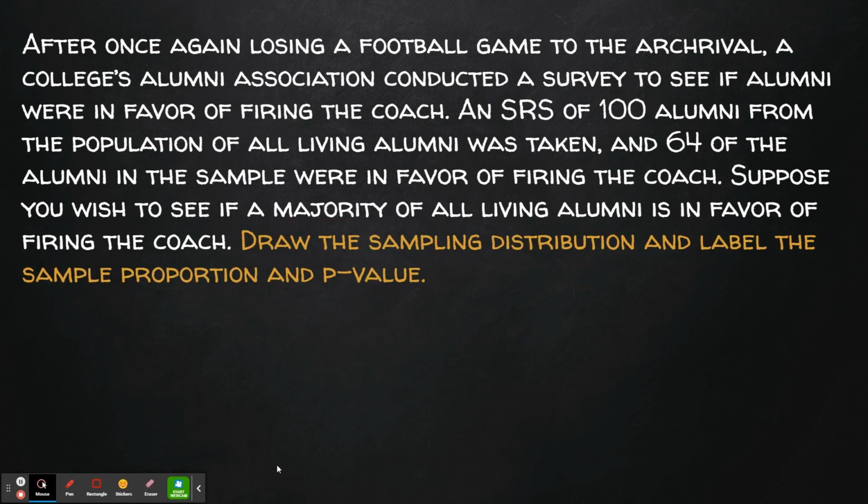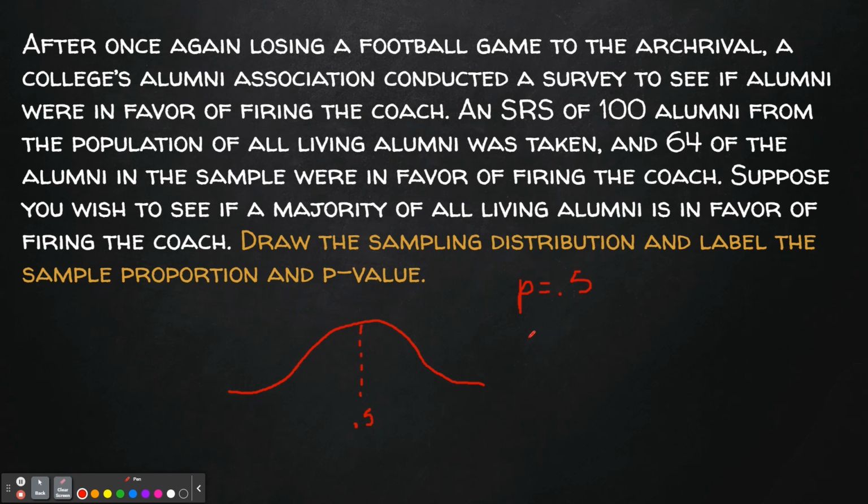Now, given the same scenario, we're now asked to draw the sampling distribution and label the sample proportion. Well, we have hopefully a normal distribution if we check the large counts condition. And since we're using the null hypothesis as the assumed truth, the mean is going to be 0.5, since in the null hypothesis we believe that the population proportion was 0.5.